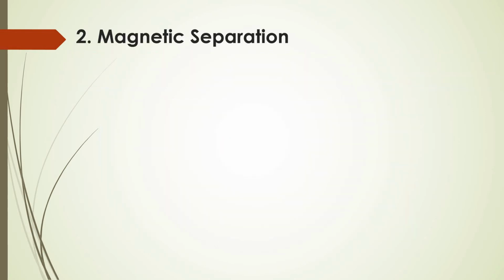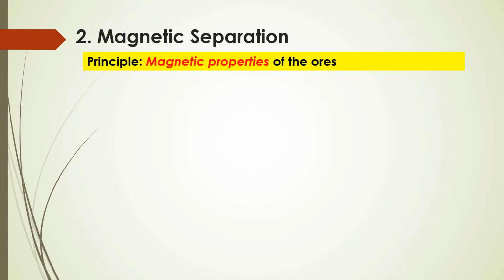Second method of concentrating ore is magnetic separation. By the word magnetic, you must have understood that it involves substances which get attracted by a magnet. So those substances which are magnetic in nature are separated by using this technique. So the principle is magnetic properties of the ore.